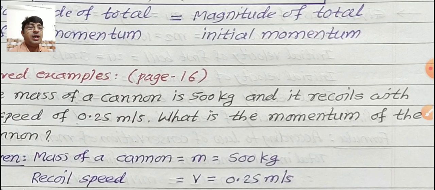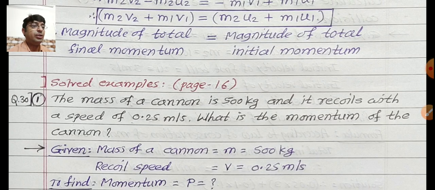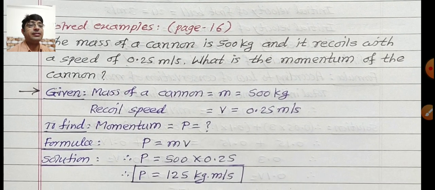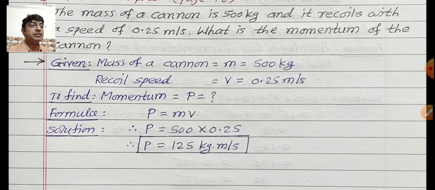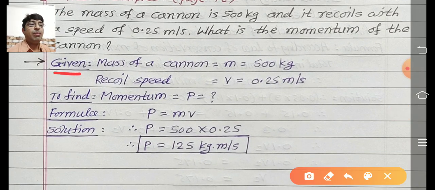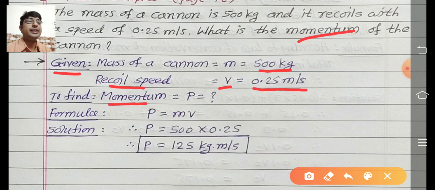What is the first numerical? The mass of a cannon is 500 kilogram and it recoils with a speed of 0.25 meter per second. What is the momentum of the cannon? Given: mass of the cannon m is equal to 500 kilogram. Recoil speed v is equal to 0.25 meter per second. What do we find in this question? The momentum, p is equal to question mark. The formula is p is equal to mv.